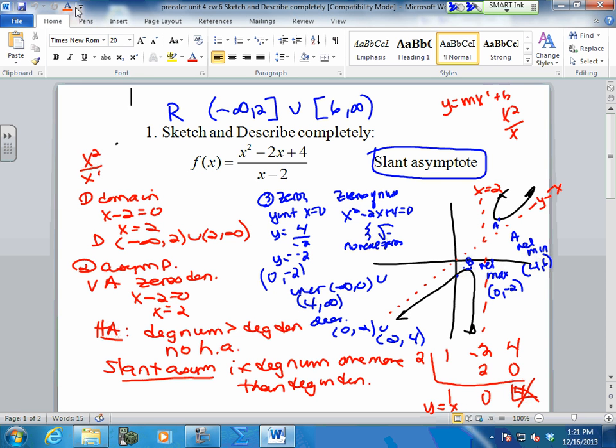Okay? And now you should be able to also do your concavity. Here's the concave. This is a nice concave down. So what's concave down? What interval?